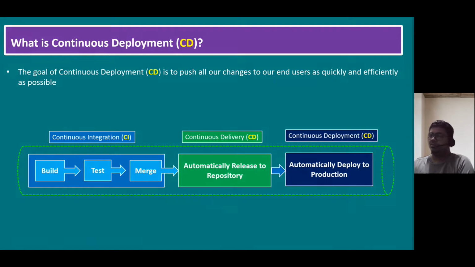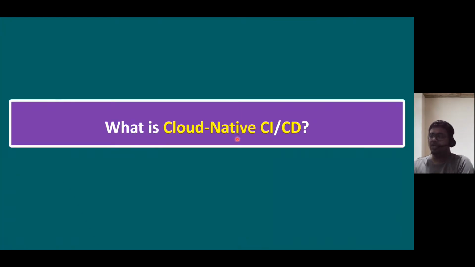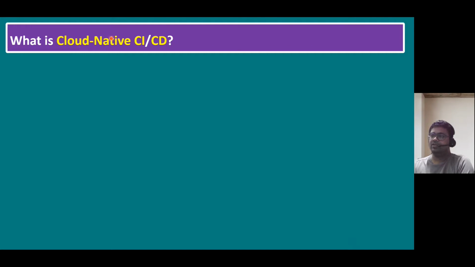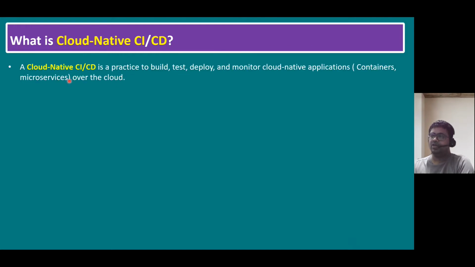Okay. Now another point is, what is cloud native CI/CD? Cloud native is nothing but cloud-based tools or cloud essentials. Whatever tool we are running on cloud, that is nothing but cloud native. So let's understand the definition. A cloud native CI/CD is a practice to build, test, deploy, and monitor cloud native applications, that is containers and microservices over the cloud. The cloud is either a private cloud, public cloud, hybrid cloud, or multi-cloud.